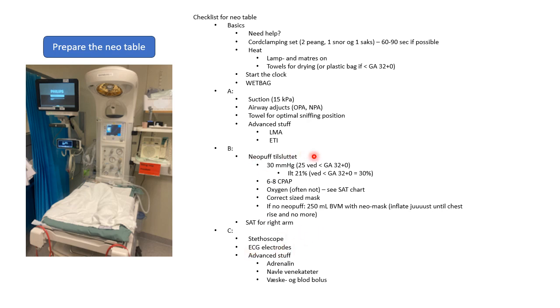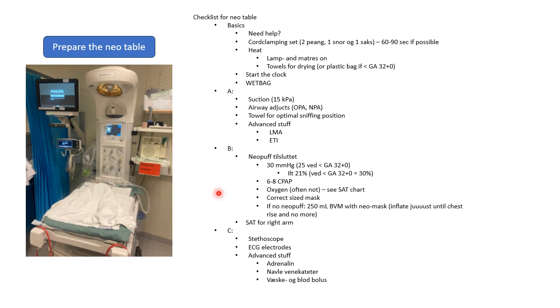Then B, this is what you really need to be comfortable with. You need to use the Neopuff that's usually attached here. A Neopuff is a device where you can both give breaths, give air, and there's also a CPAP function in it. So it's almost like a BiPAP, where you manually control it. The settings will be like this. You will turn it on, and the settings for inflations are 30 centimeters of water, and you'll use room air unless it's a preterm.